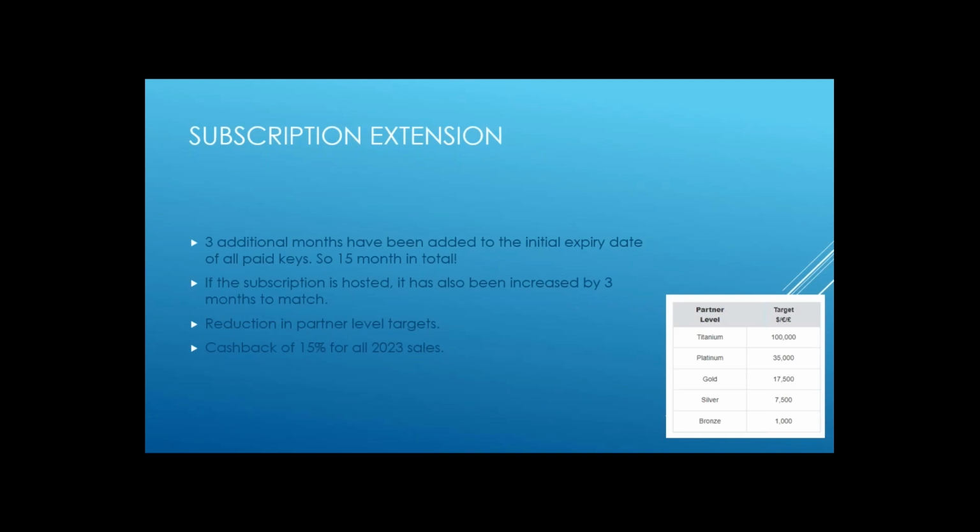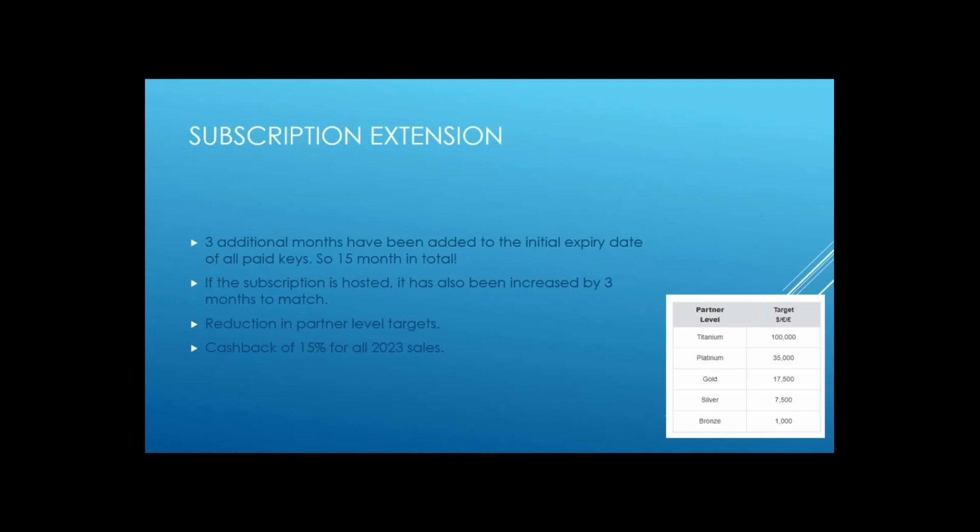So there are some more recent changes, broader towards all licenses. You've got 3 additional months added to the initial expiry date of all paid keys. So now every license key that you had is going to be extended by 3 months. It's now at 15 months, which is really great because it gives you 3 months on every single license. And this is not just limited to the license itself, this is the hosting side of things as well. So you'll have your hosting and your main license extended.